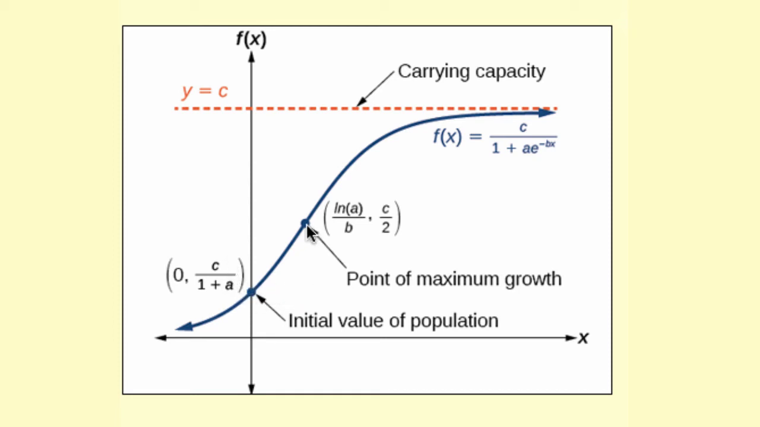Probably the most important part of the graph, aside from the carrying capacity, is the inflection point. That's the point of maximum growth. That's before the growth starts to decrease. Notice that the population size, C over 2, this is half of the carrying capacity. So if you have a partial graph, in other words, you don't know what the carrying capacity is, if you can find the point of maximum growth, then you can actually estimate the carrying capacity pretty accurately.